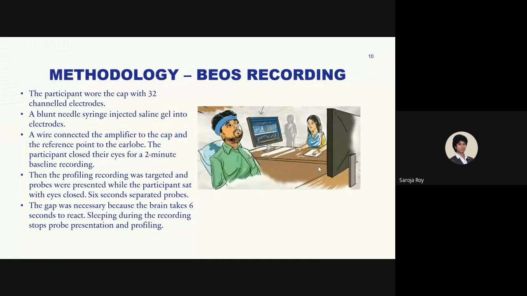Participants are asked to close their eyes for 2 minutes for baseline recording. Then the profiling recording was started and the probes were presented while the participants sat with eyes closed. 6 seconds separated each probe. The gap was necessary because, of course, the brain takes its time to process the stimulus once it is presented.